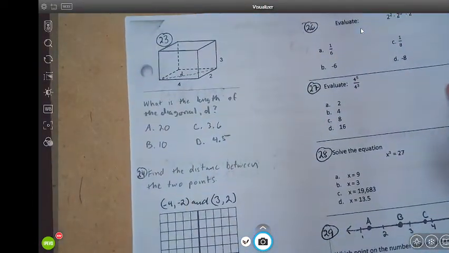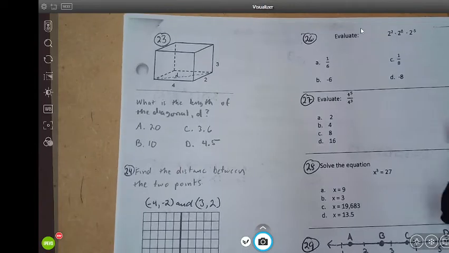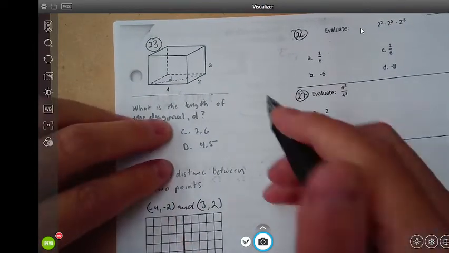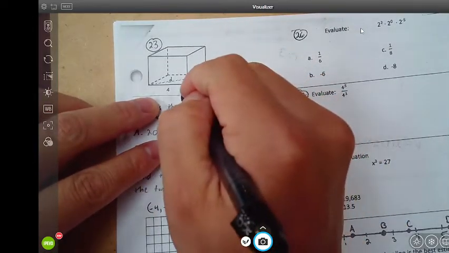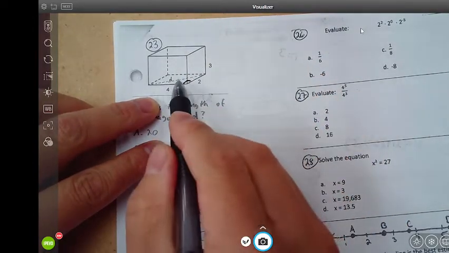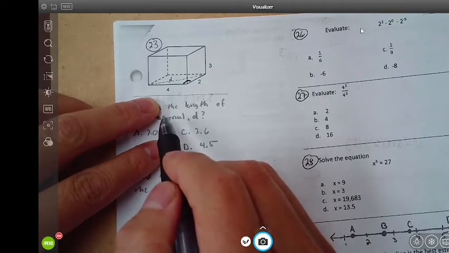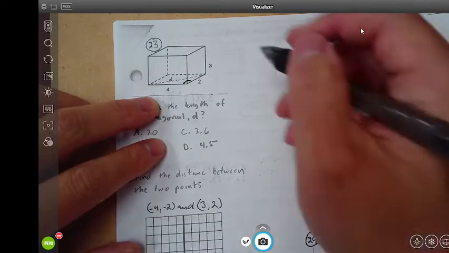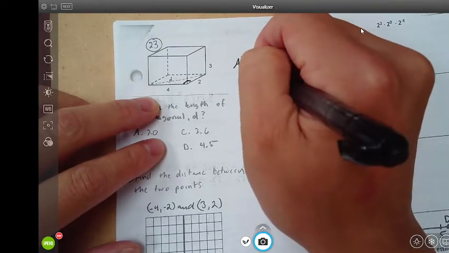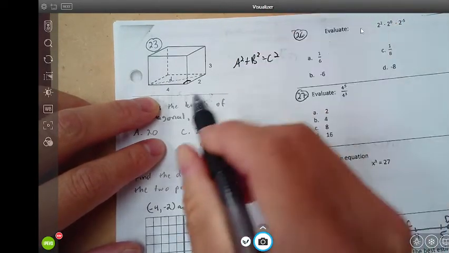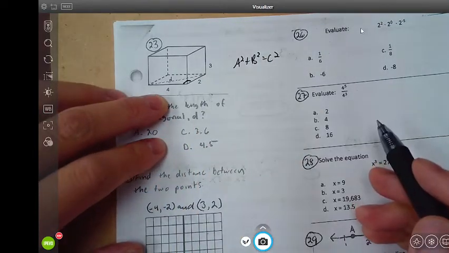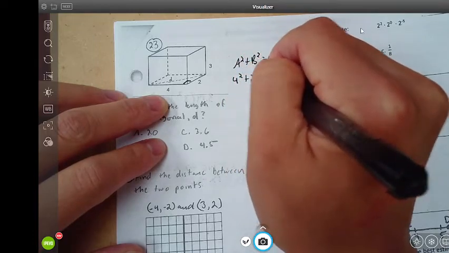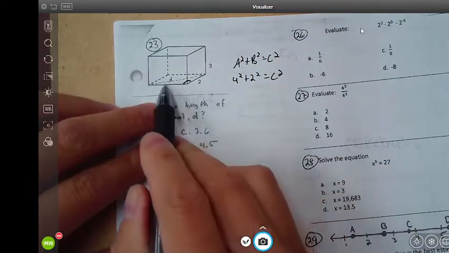All right, number 23. What is the length of the diagonal d? It looks like here we have a right angle with the 4 and the 2, on the bottom face. It's a right triangle, so we're going to use the Pythagorean theorem: a squared plus b squared equals c squared. 4 and 2, either one can be a or b. Those are interchangeable. So we have 4 squared plus 2 squared equals c squared. We have a right triangle there.